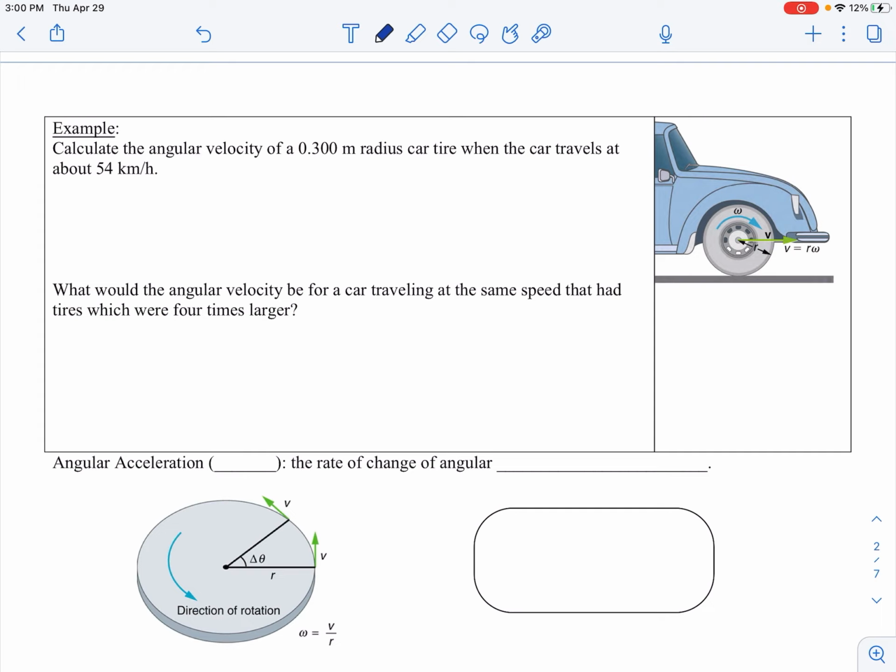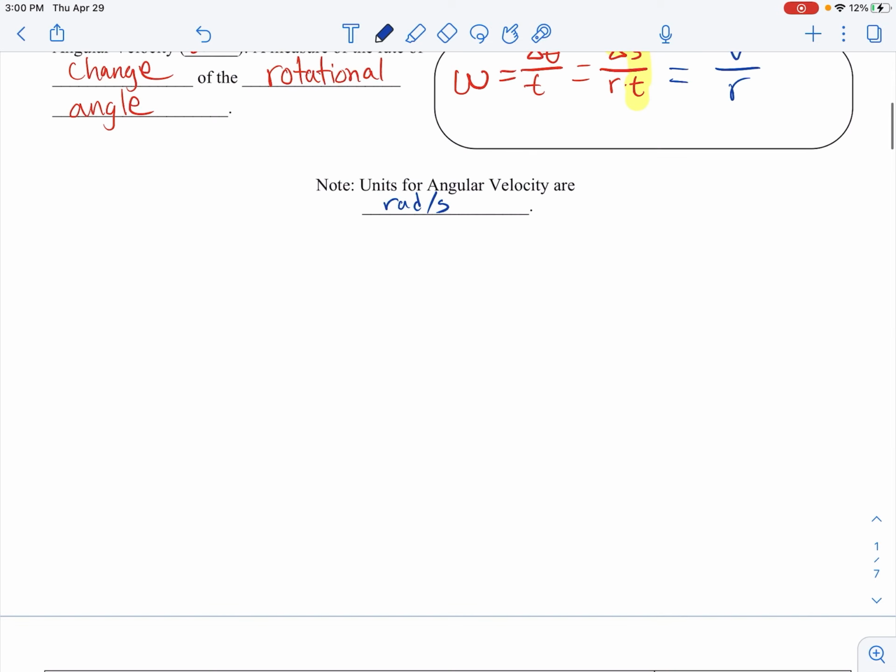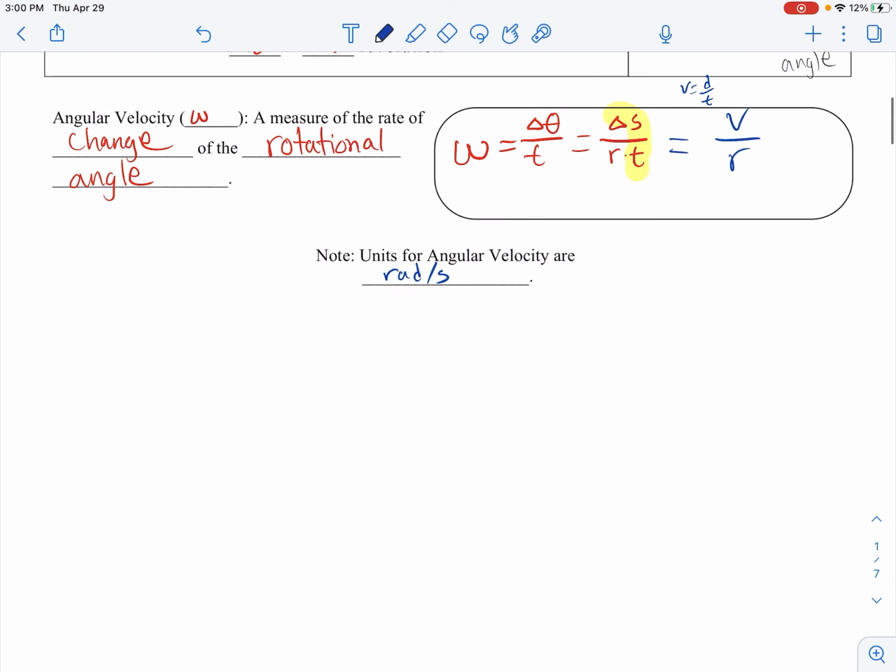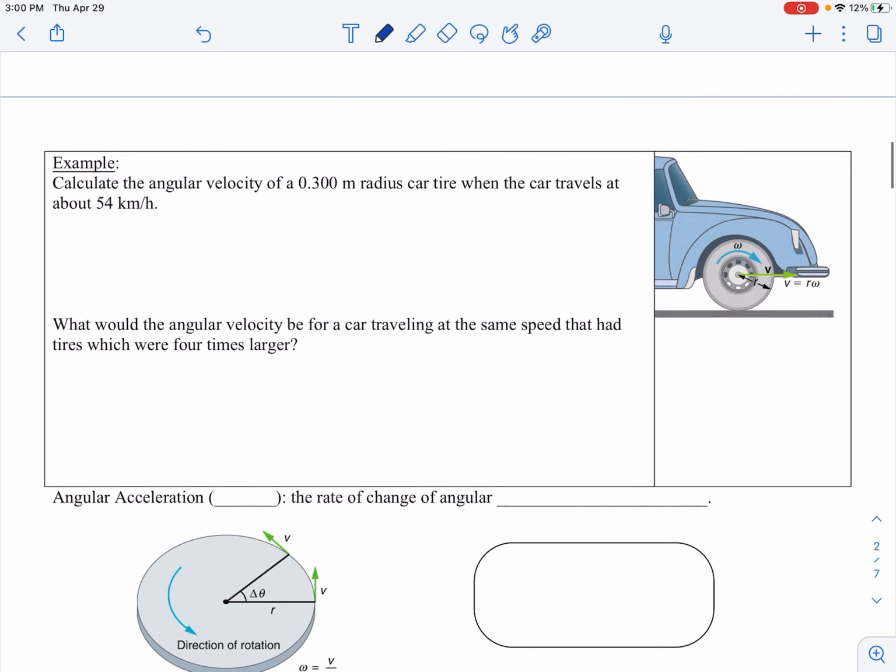So let's plug all this into an example problem. So we got a wheel. It has an angular velocity. It also has a linear velocity. If we derive this, our linear velocity is going to be defined as angular velocity multiplied by radius. All right. So let's plug this in.